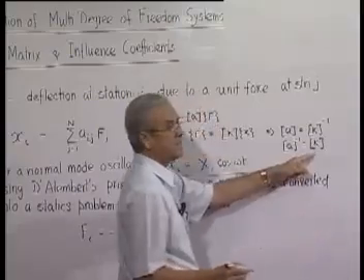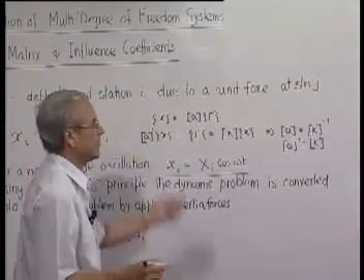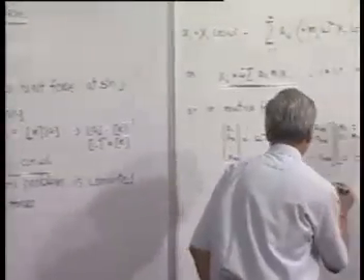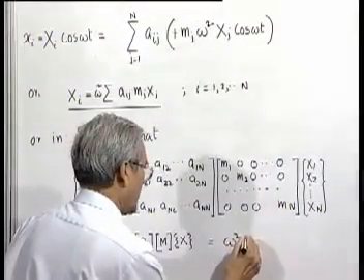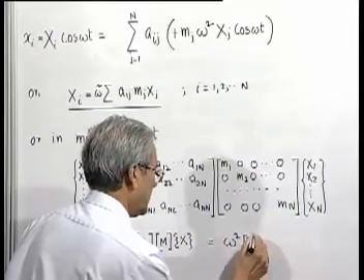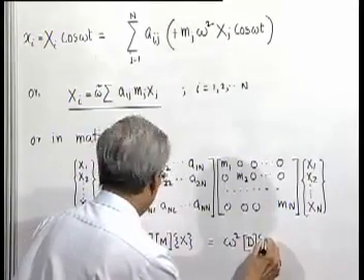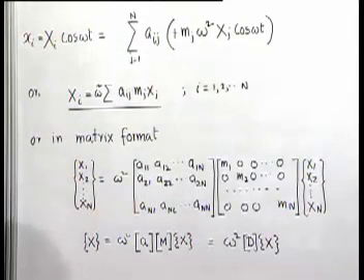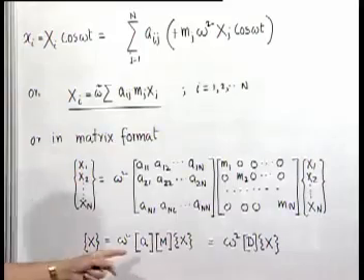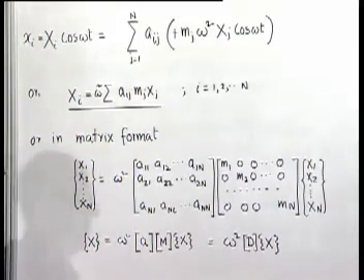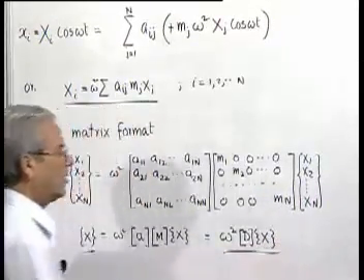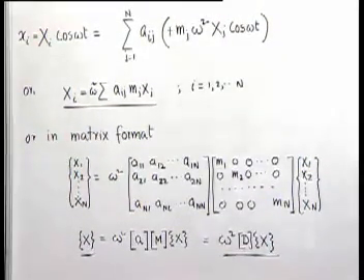This is the stiffness matrix, its inverse is the flexibility matrix. We write this as omega square D, where D is another form of dynamic matrix. There is no need to give a name, but it is nothing but A into M. So, this equation we have to solve by iteration technique.